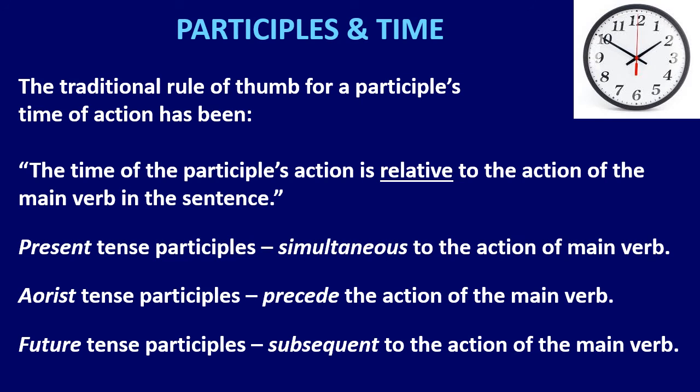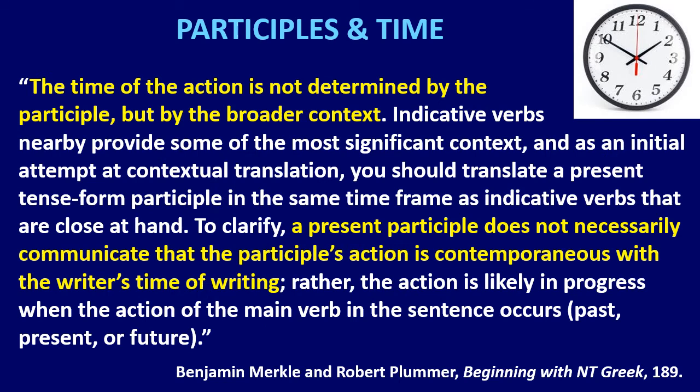And then when it comes to future tense participles, these are to be understood as subsequent to the action of the main verb. So you can see why, as you look at these three general types of participles here, simultaneous, preceding, and subsequent, everything is relative to the timing of that main verb in the sentence. Now I want to read to you this statement from a more modern textbook that incorporates verbal aspect, and I think gets it more accurate.